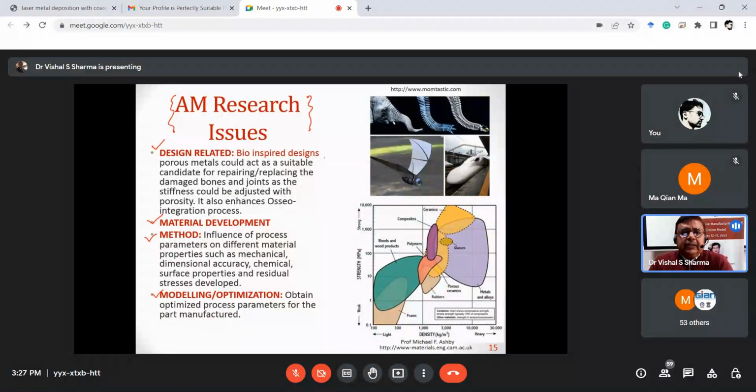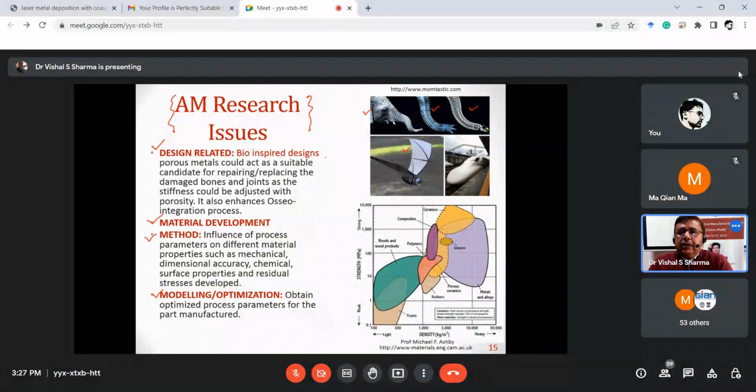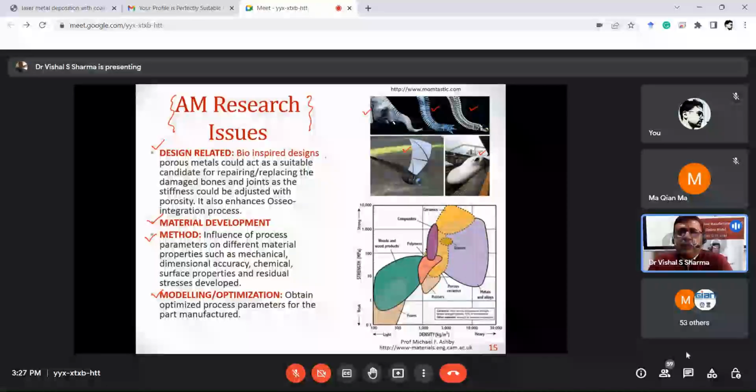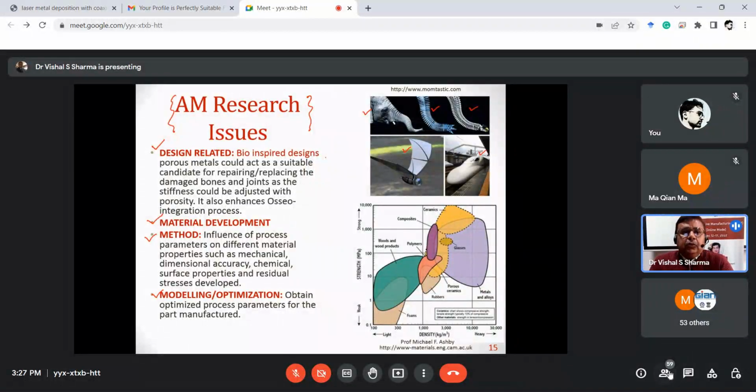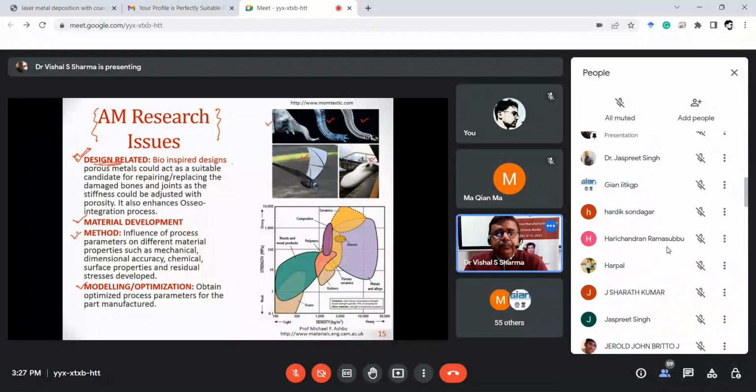Now coming to the design domain, here you can see there are different designs. These are bio-inspired designs, which are very difficult to manufacture using conventional methods. Many designs have been used, but there are still many designs which are yet to be tried and tested. So there is a lot of scope for R&D in this domain when we talk about design related issues.